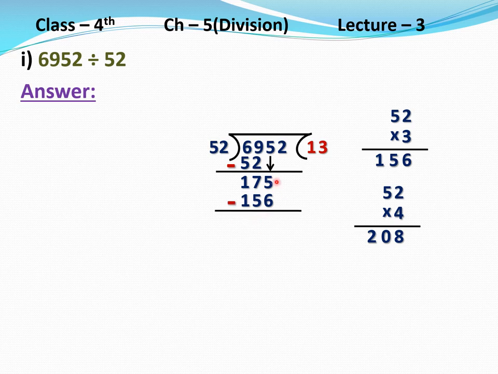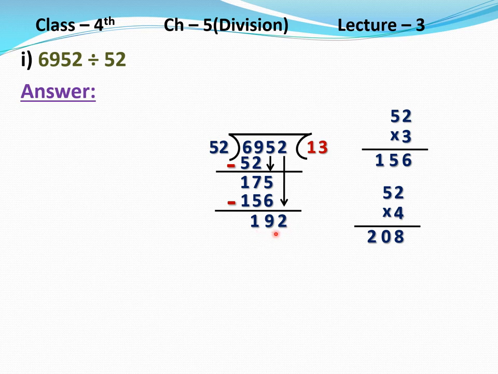Now we will do subtraction. 5 minus 6 is not possible, so we will take a borrow from this 7. So this 7 will become 6 and this 5 will become 15. 15 minus 6, 9, write 9 here. Okay, 6 minus 5, 1, write 1 here. 1 minus 1, 0, write 0 here. And now take the next number, that is 2.